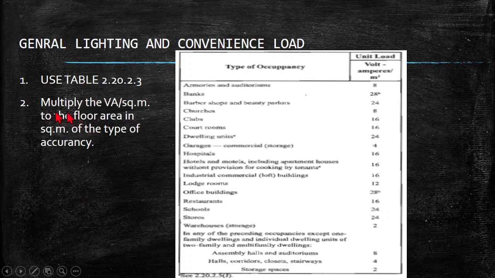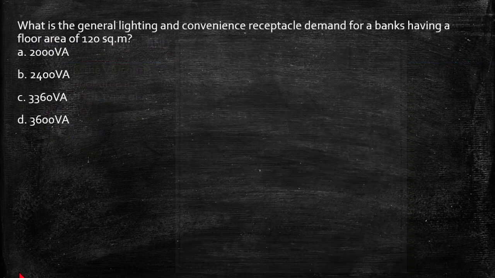Tapos, ang gagawin natin the step 2 is to multiply the volt ampere per square meter to the floor area. So you see the floor area, that is the outside floor area of the building. So kunyari the area is 30 square meter. So we'll multiply 30. Kunyari bahay siya, so dwelling unit yan. So 30 times 24. And that will be now our demand load for general lighting and convenience load. Yan. Okay, so let's have some examples.